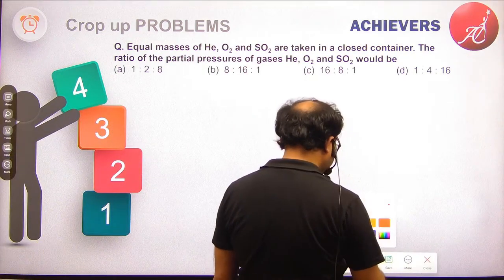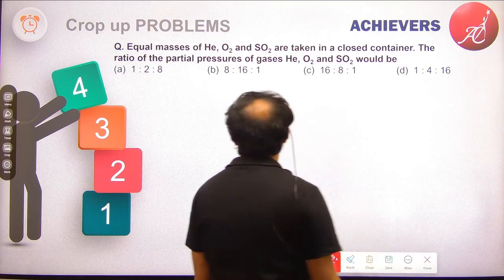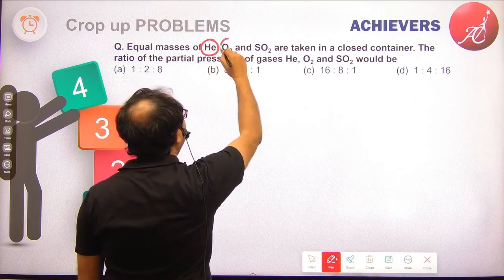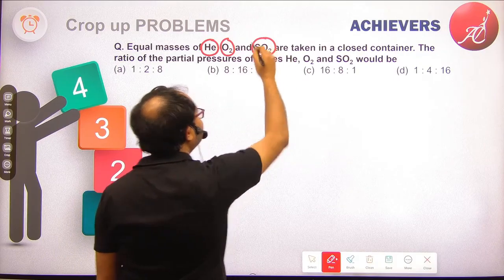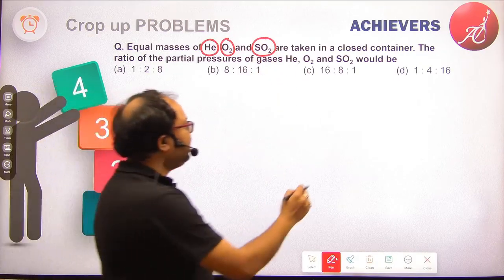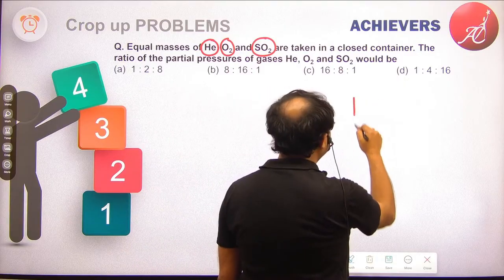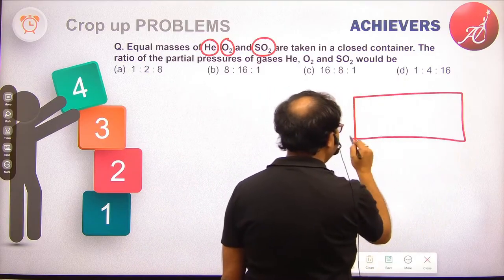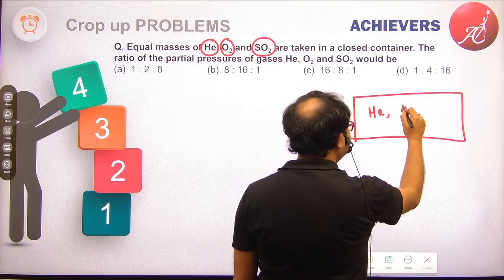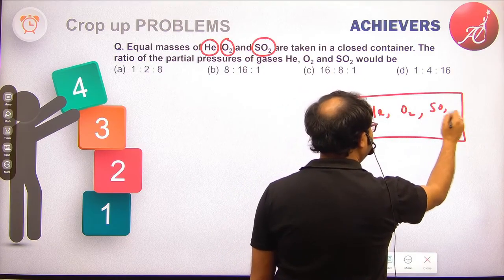Again, you have an interesting problem over here. You have equal masses of helium, oxygen, and sulfur dioxide. So you have three gases in the container: helium, oxygen, sulfur dioxide.